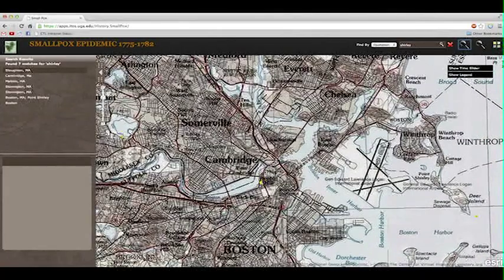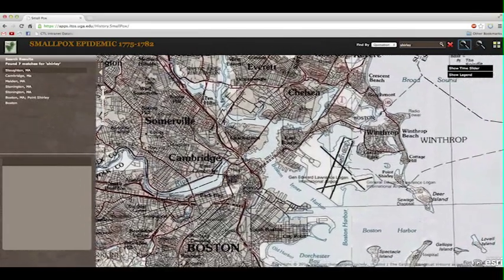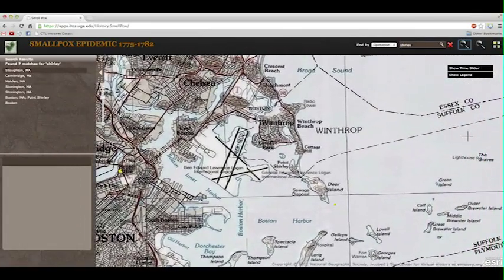There we go. So this is, can you see my little arrow? Yeah. So this is historic Boston. Boston Common is right about here. And right across this channel, you can see right here, Point Shirley.